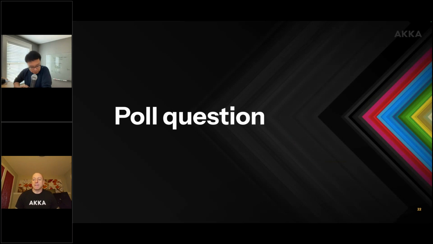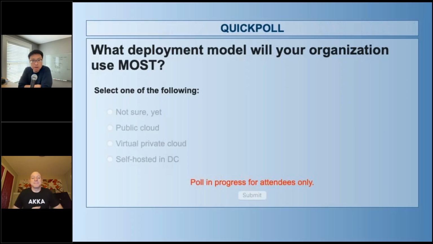Okay, last polling question. We want to understand what deployment model your organization will use the most for your agentic system. And it's, again, you're not sure, public cloud, virtual private cloud, or self-hosted, so in your own data center. And really the question here is, are you going to own your AI, or are you going to partner and delegate it out to vendors with their hosted experiences?